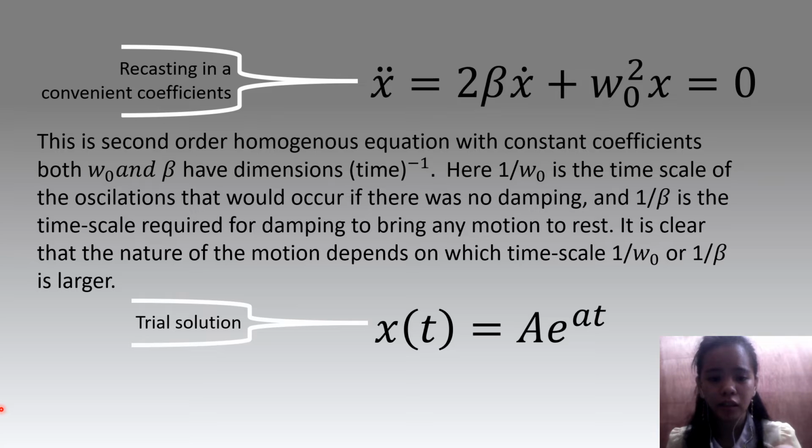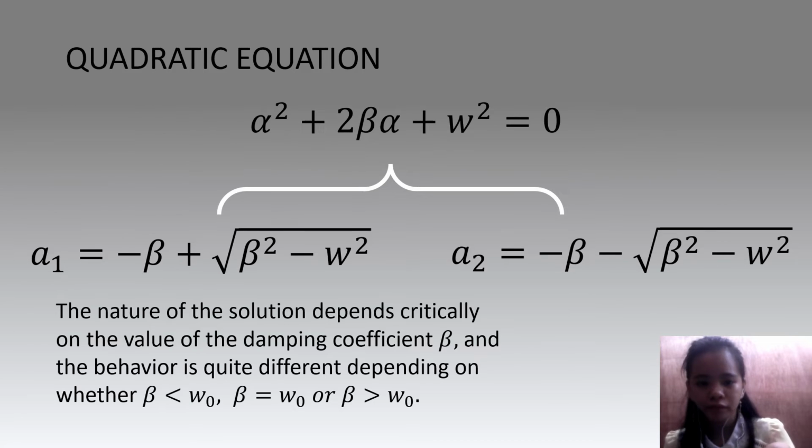It is clear that the nature of the motion depends on which time scale, 1/ω0 or 1/β, is larger. So the trial solution is x(t) = A e^(at). So the quadratic equation is a² + 2βa + ω0² = 0.